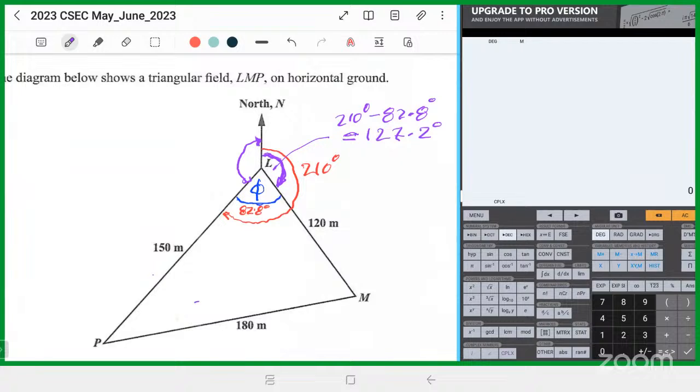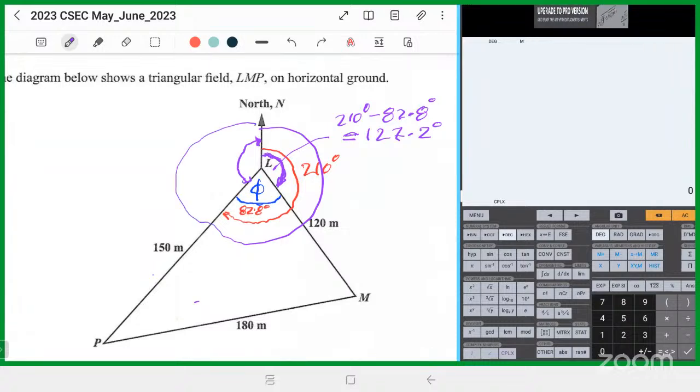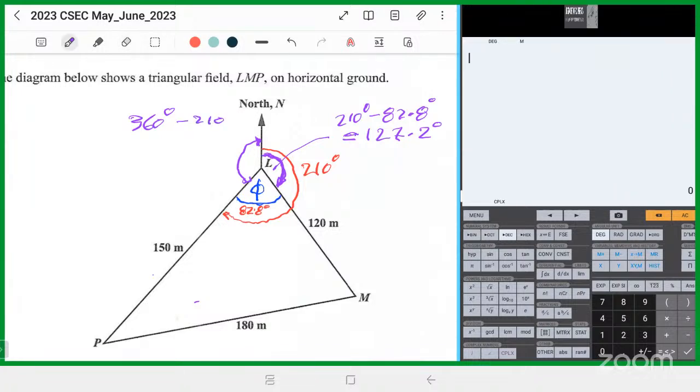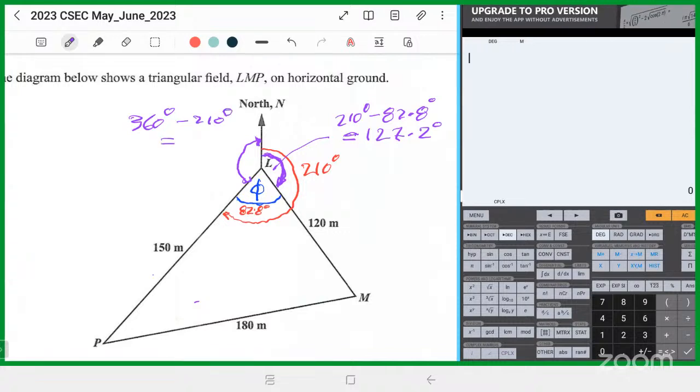360 minus 210. The total angle around is 360, so the whole thing would have been 360. So this piece in here is 360 minus 210. This angle that I asked about is 360 minus 210 degrees. What is that? Right here.